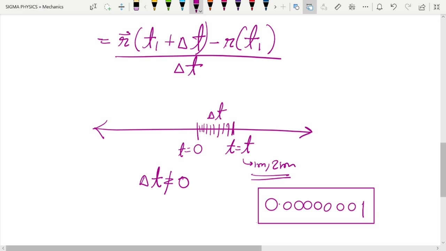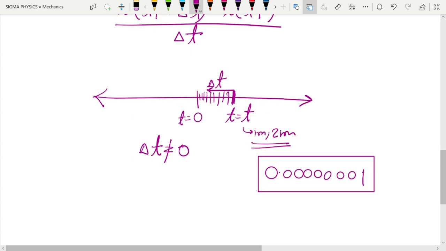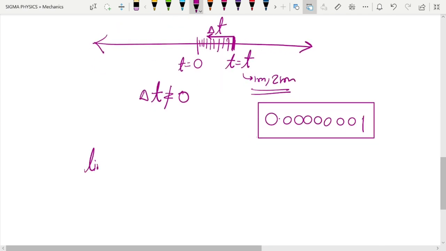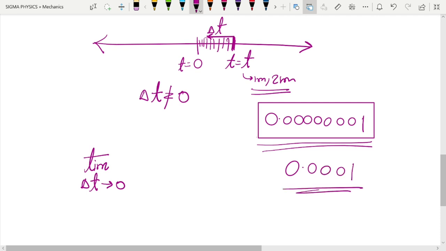So what I do is I take this line over here and take it closer and closer to zero, and the way we represent this is limit delta t tending to zero. Sorry, it's a limit, L-I-M. This means that delta t is becoming closer and closer to zero, but not exactly zero. Many times in physics, while solving numericals, we even approximate 0.0001 as a zero. But over here, we are speaking of delta t as a very, very small quantity, but not zero, right?